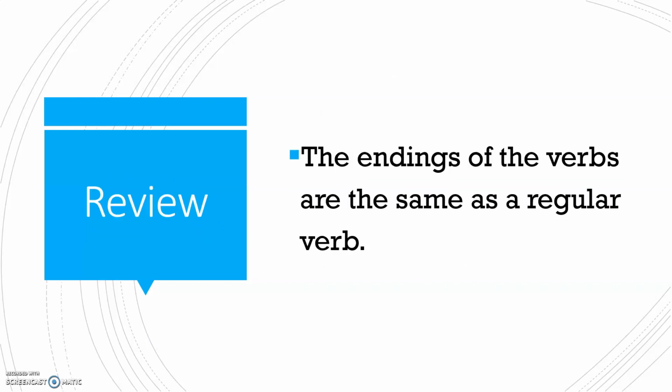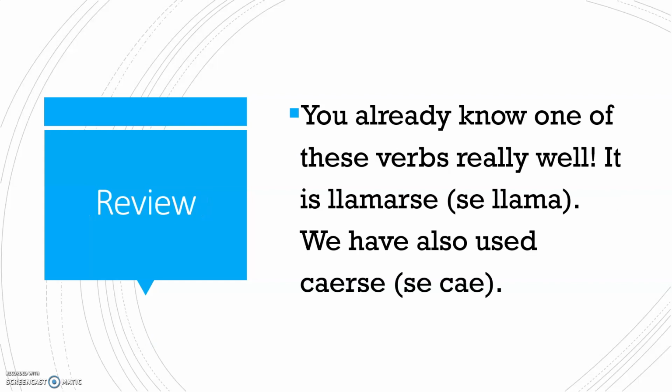The endings of the verbs are the same as a regular verb. So, o for yo and amos for nosotros. Okay, all those regular verb endings are going to apply. You can have them in the present tense or the past tense or the future tense. But what's different is the beginning. You add two letters. Okay. You already know one of these verbs really well. It's llamarse, like se llama, and we've also used caerse, se cae.